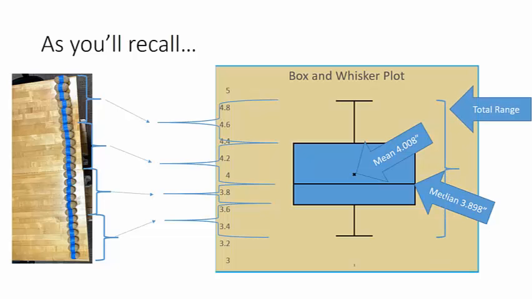And finally, just as you had the ranges of the quartiles, you also have the total range shown in your box and whisker plot. So that's really what we covered last time. That's as far as we got in terms of visualizing the data.